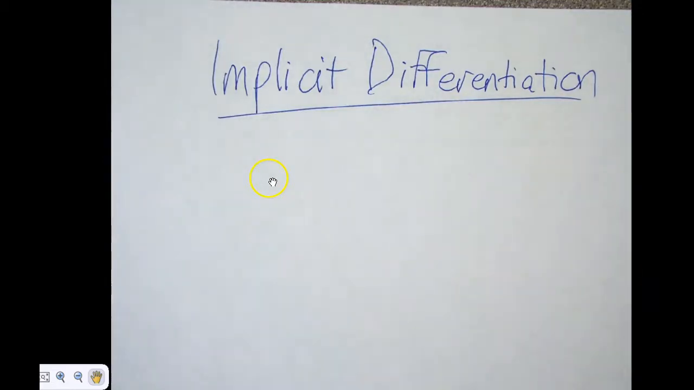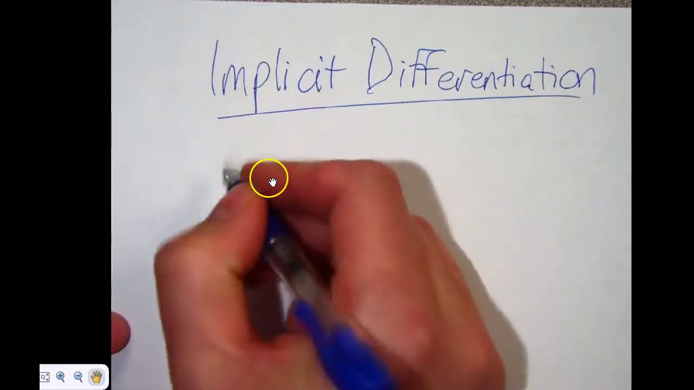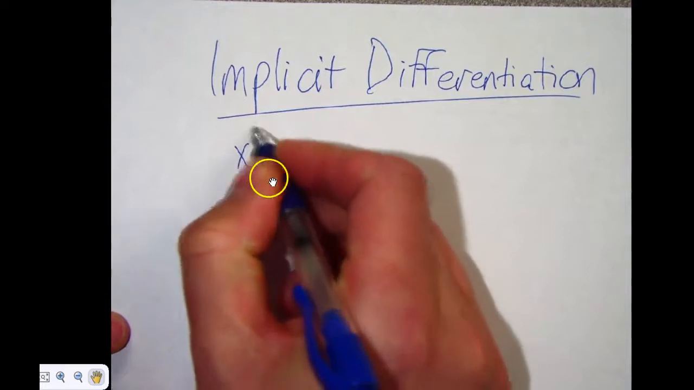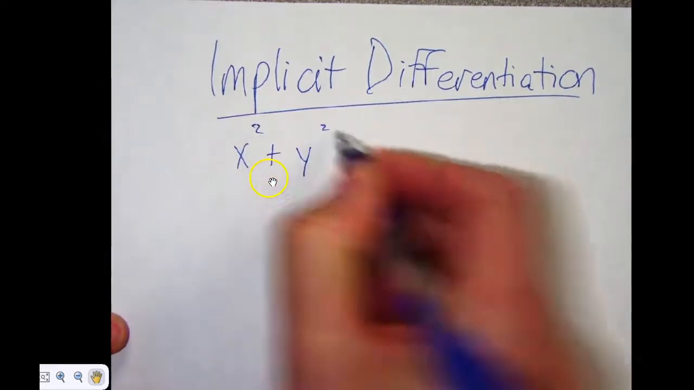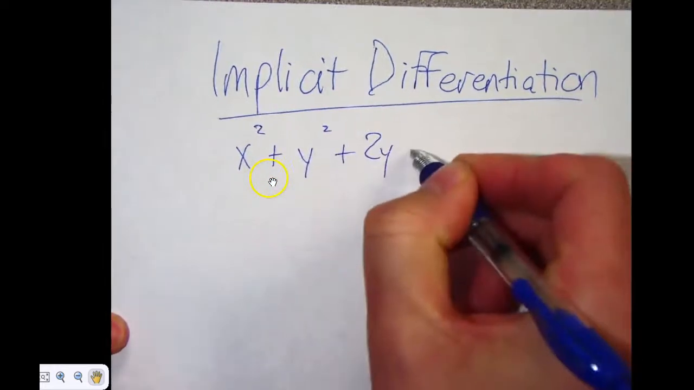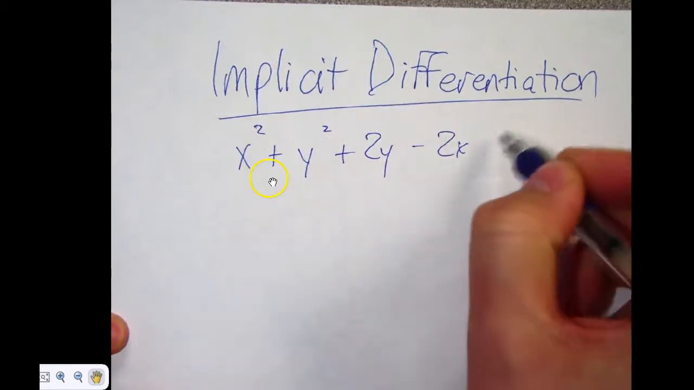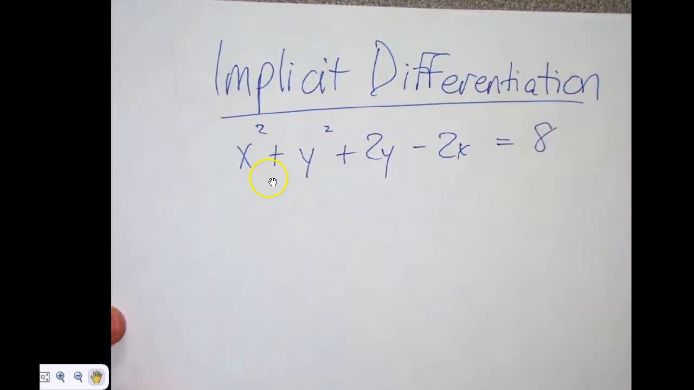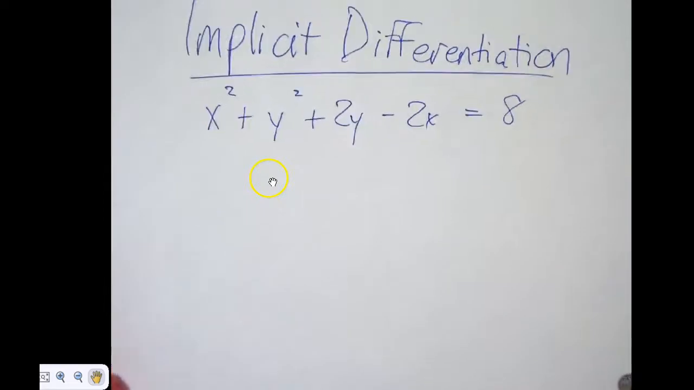So, implicit differentiation. Let's say I gave you something like this: x squared plus y squared plus 2y minus 2x equals 8. And I told you to take the derivative of it. The problem is you cannot get y by itself.